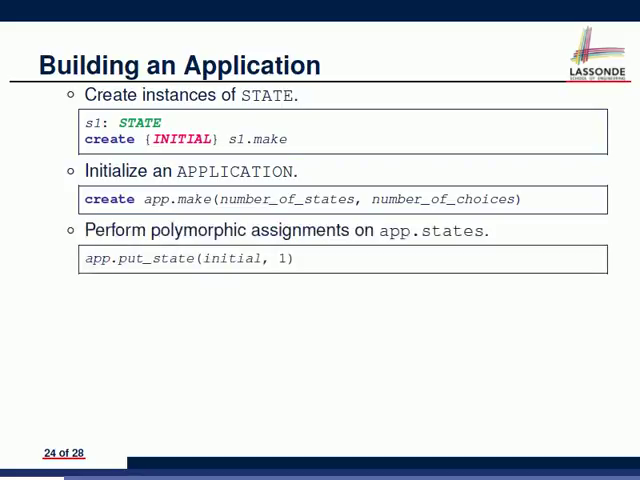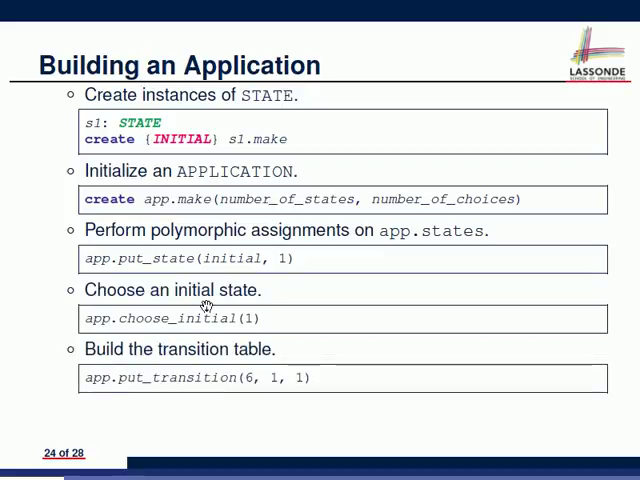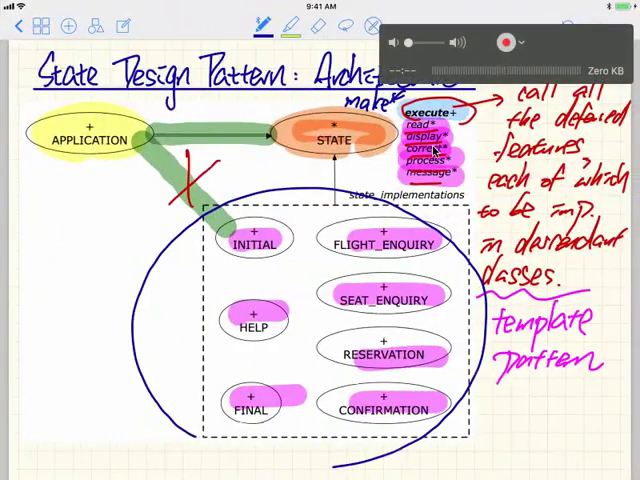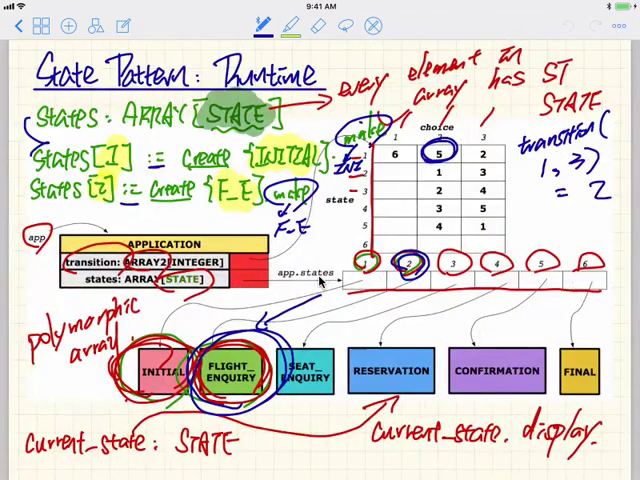And also, how do you do polymorphic assignments? We are simply calling the put states, and the put states for application is going to assign the state to the initial value, the current state. That will be polymorphic assignments. And then you can choose initials. Then you can also build a transition table, and that's how you build this two-dimensional matrix over here.